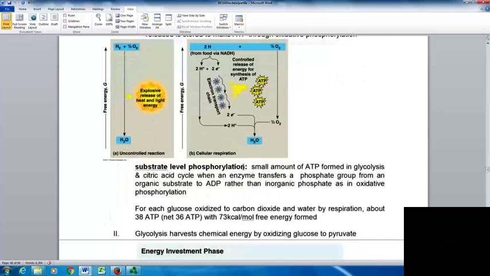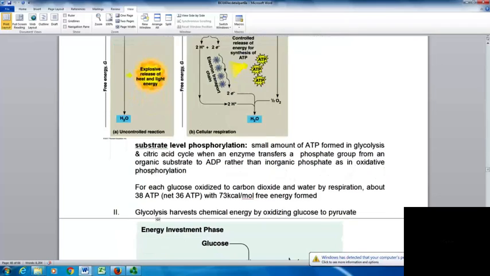When we talk about phosphorylation, there's two different ways it happens. Substrate level phosphorylation is going to have a small amount of ATP be formed in glycolysis. It will involve an enzyme transferring a phosphate group from an organic substrate onto the ADP. With oxidative phosphorylation, you use an inorganic phosphate. So it's still phosphorylation either way. Substrate level, it comes from an organic substrate. Oxidative phosphorylation, it comes from an inorganic phosphate.